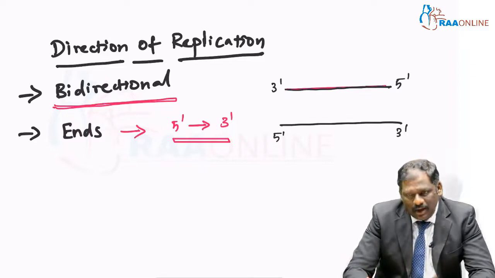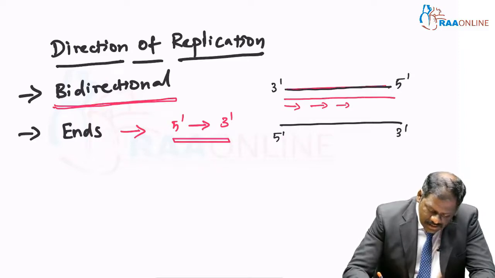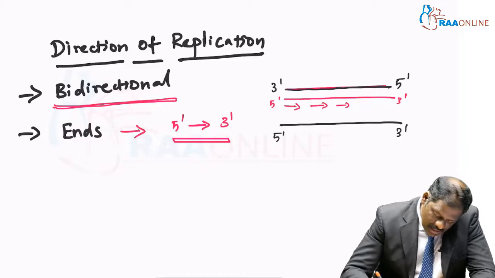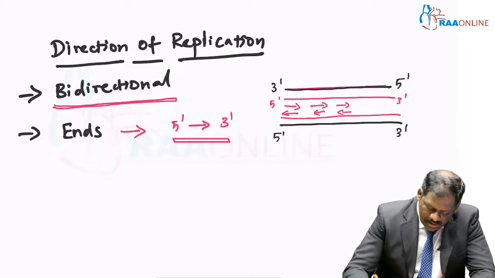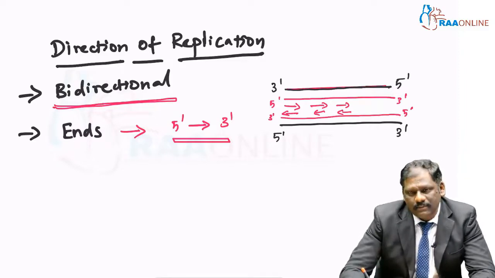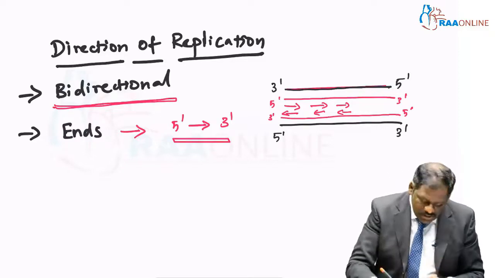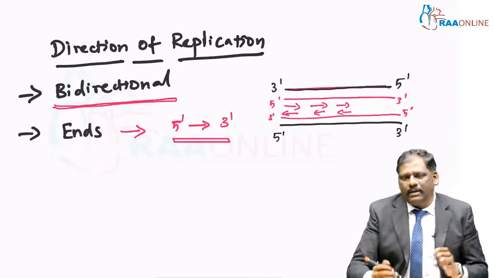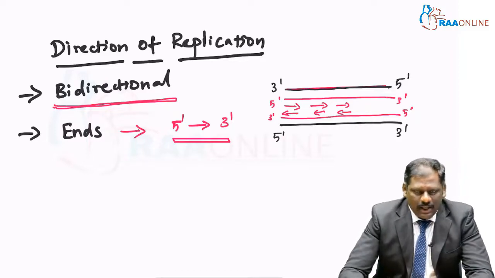This is anti-parallel, and if you are synthesizing a daughter strand, it will be synthesized in this direction only. That is, in case of this first strand, it will be synthesized in this direction, because here it is the 5' end and this is the 3' end. Whereas in this case, the new strand will be synthesized in this direction, wherein this becomes the 5' end and this becomes the 3' end. So it is bidirectional, but it always follows this rule of polarity: it synthesizes from 5' to 3'. This is the important point you are supposed to remember in case of replication.